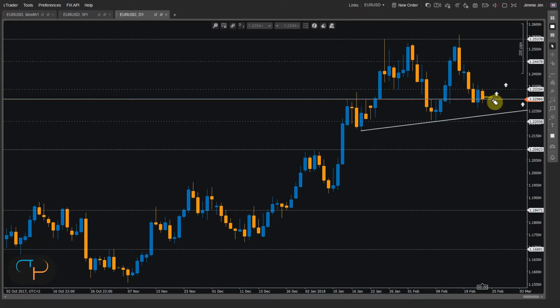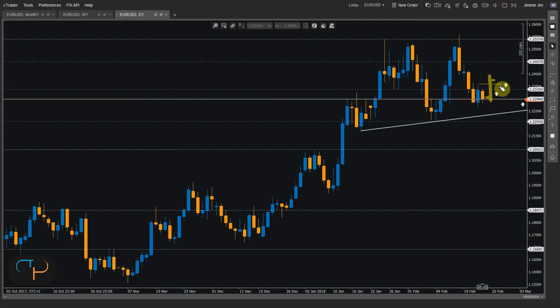The first opportunity is available, so to speak, as long as price is above this 1.23 psychological level, 1.2296 on the chart. And another buying opportunity occurs if another bar or another candle closes above this 1.2335 level, preferably above the high of the piercing candle.